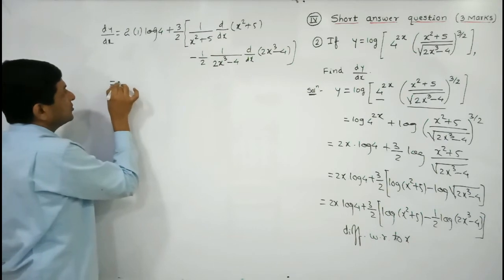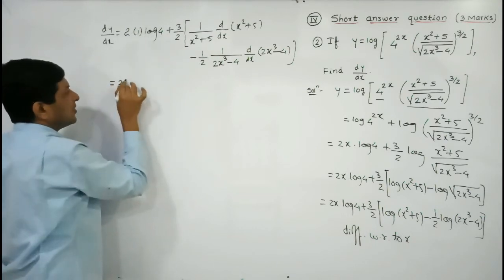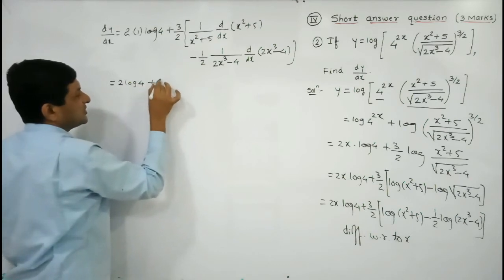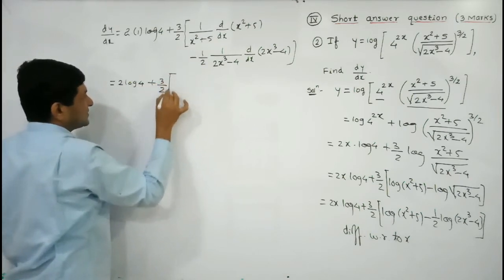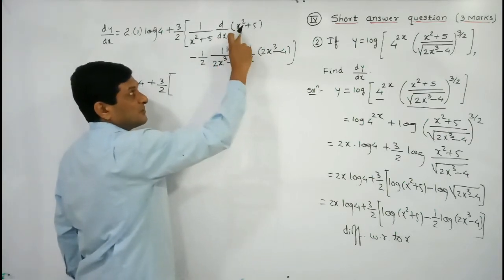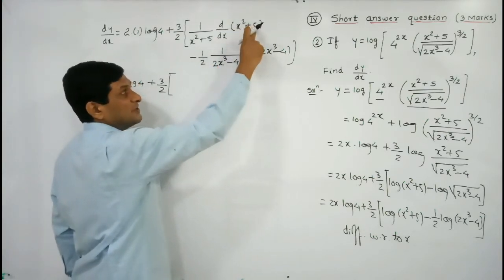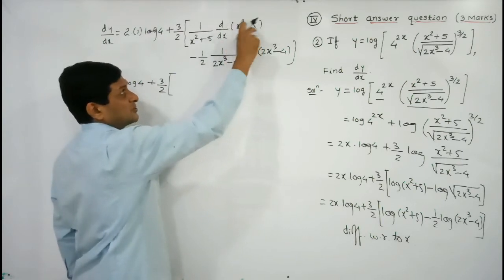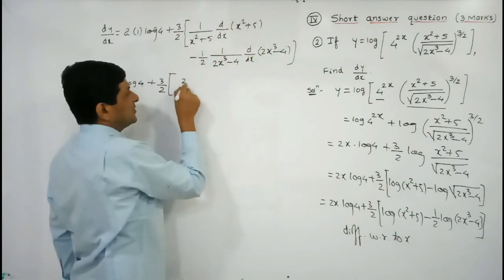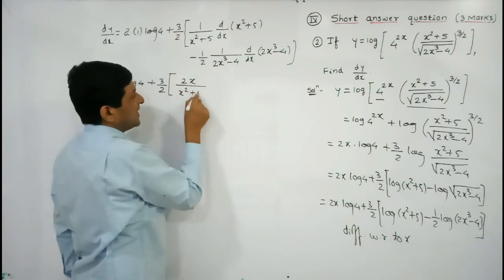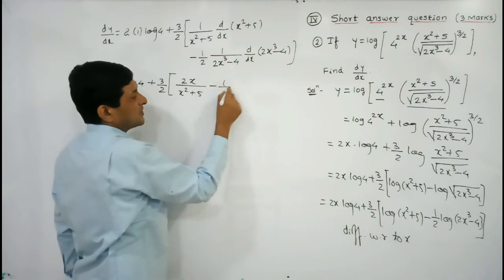getting. Here 2 into 1 is 2 log 4, keep this first term as it is, 2 log 4, plus here 3 by 2, keep it as it is. Let us try to find out the differentiation of this term. Differentiation of x square is 2x and the derivative of 5 is 0, means differentiation of this whole term is 2x, and 2x into 1 will be equal to 2x. 2x upon x square plus 5. Here minus 1 by 2, keep it as it is.